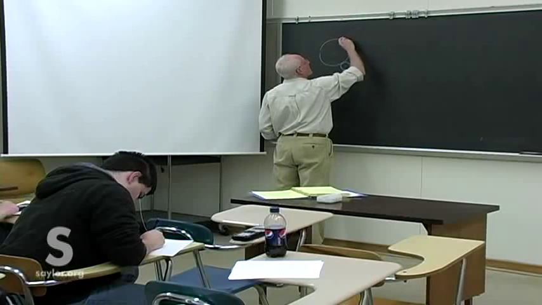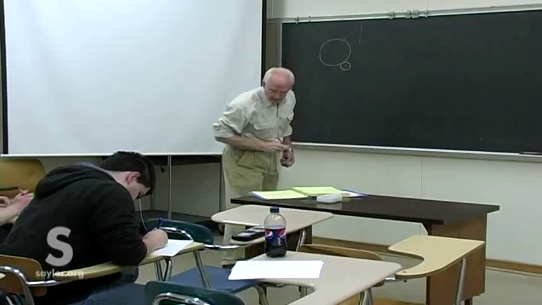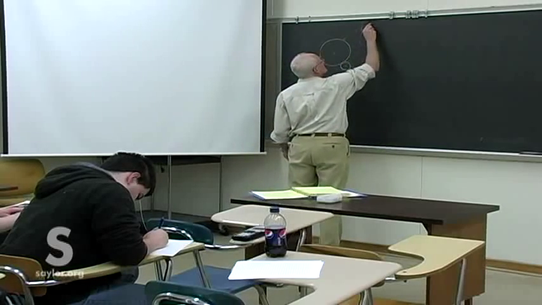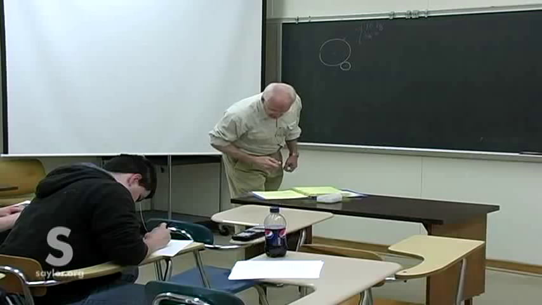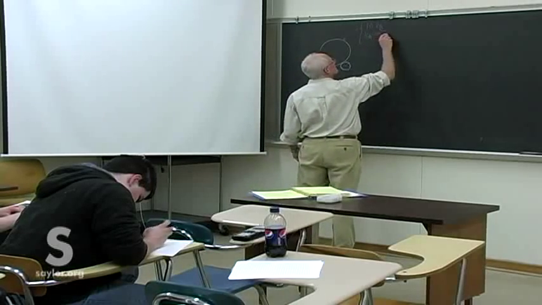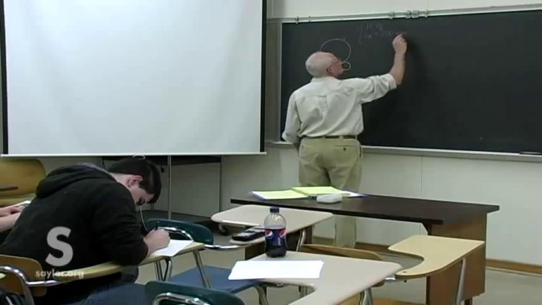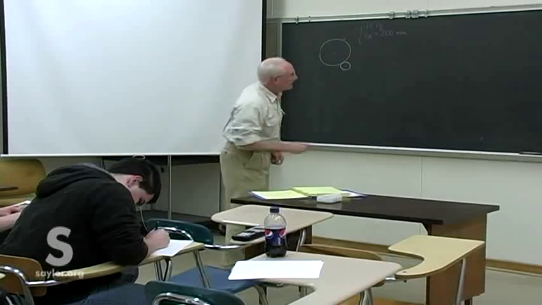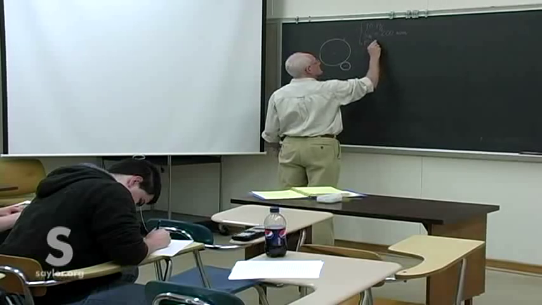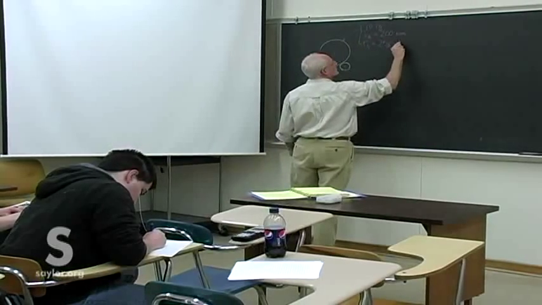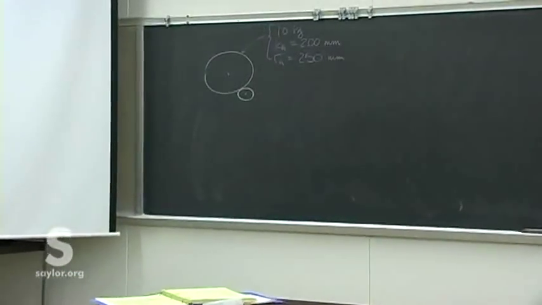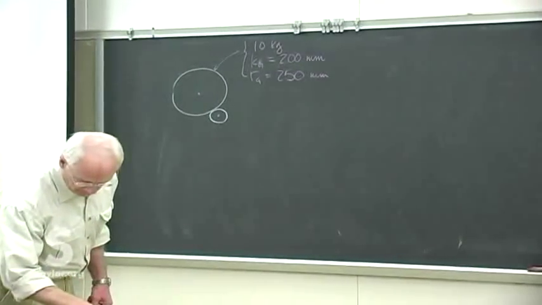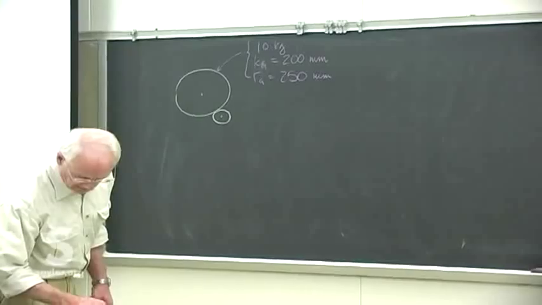This is 10 kilograms. Has a radius of gyration about its own center of 200 millimeters. And a radius of 250 millimeters. And that comes because it's not a uniform solid disk. It has some distribution to its mass somehow.